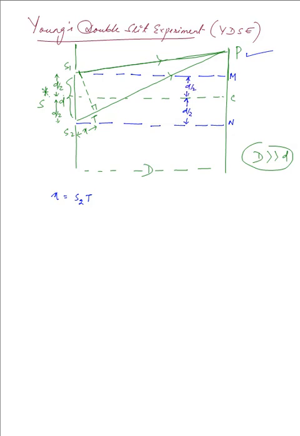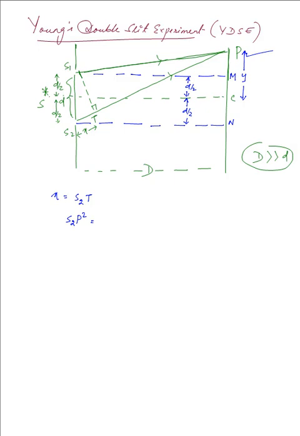And let's assume that the point P lies at a distance of y from the point C, which is aligned at the midpoint of the distance between the two slits. Now, with that distance y, what we wanted to know is S2P minus S1P. Well, first of all, let's see what is S2P squared.